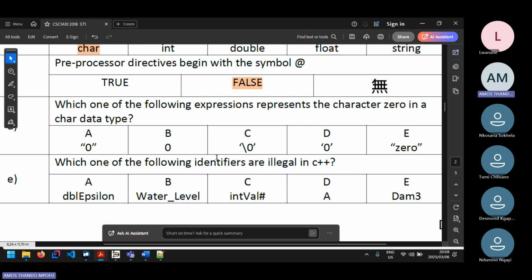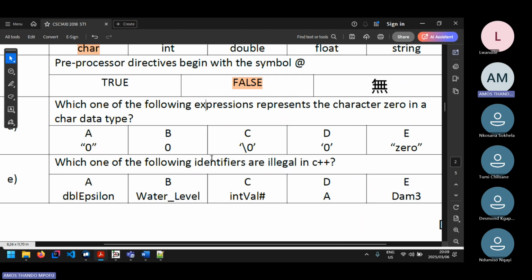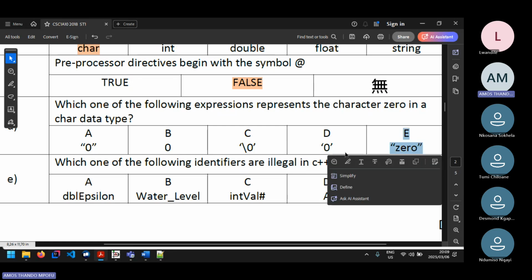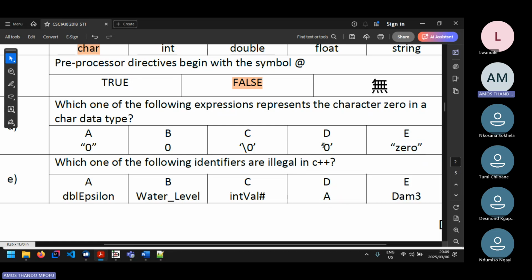Then if we check here, as I finished discussing, a char data type is stored using single quotes. Anything that's not in single quotes is out of the picture. This one has no quotes at all, so it's out. This one has double quotes, so it's a string, out of the picture. So now we're left with this or this.